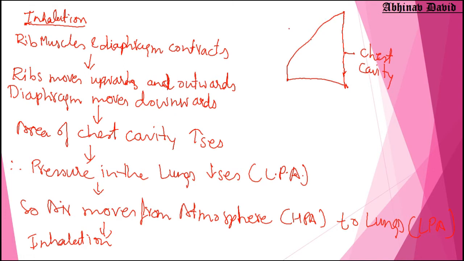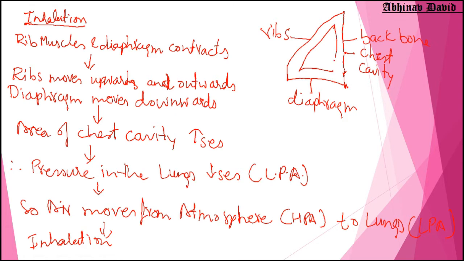In the front we will see ribs. At the bottom, this is the diaphragm. And at the back, this is the backbone, or vertebral column. Inside this cavity the lungs are present.